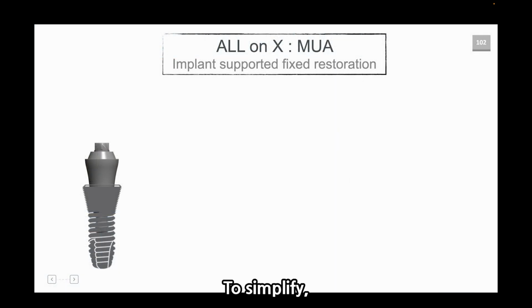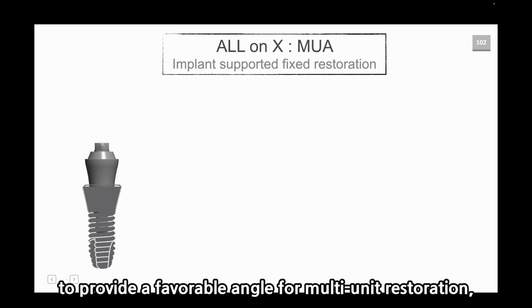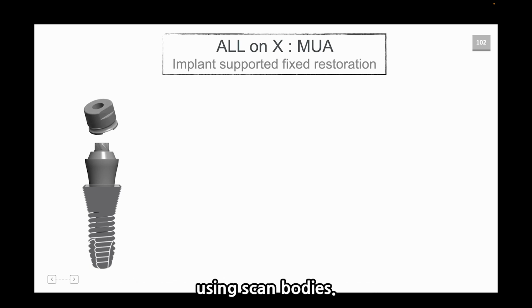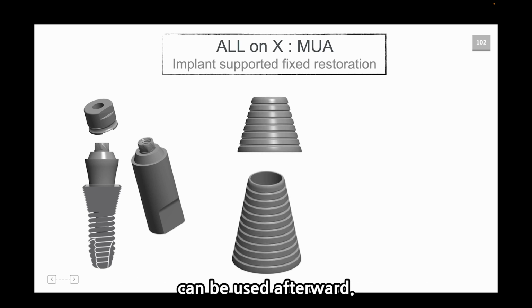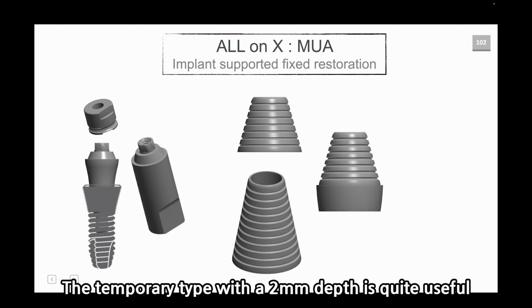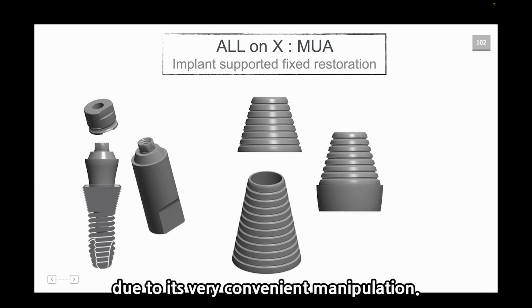To simplify, an MUA is connected to the implant fixture to provide a favorable angle for multi-unit restoration, and abutment level impressions are taken using scan bodies. Traditional cylinder or temporary cylinder can be used afterward. The temporary type of 2mm depth is quite useful due to its very convenient manipulation.